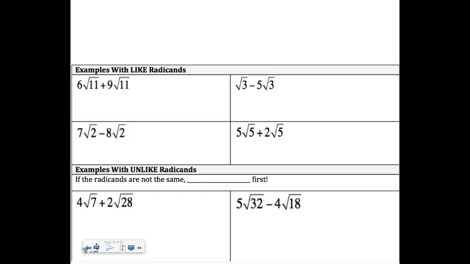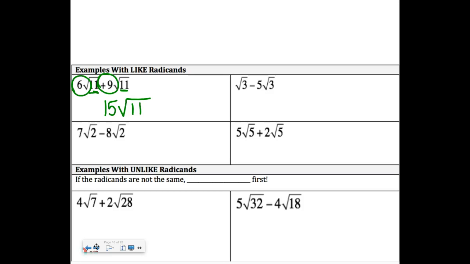So on our first four here, these are when they are like radicands, or like numbers inside. On this one, they both have square roots of 11, so we can just bring that down right away. We know we're going to have the square root of 11. And then we take our numbers in front. So I'm going to take 6 plus 9, and when we add those together, we're going to have 15. So we have 15 square roots of 11. There's nothing else we can do with that problem.